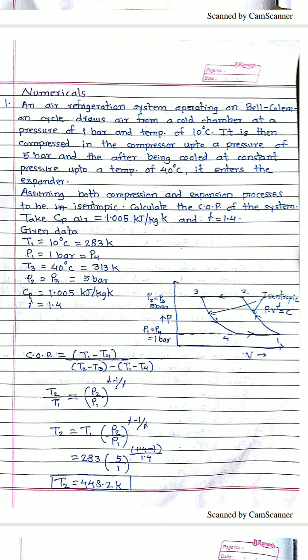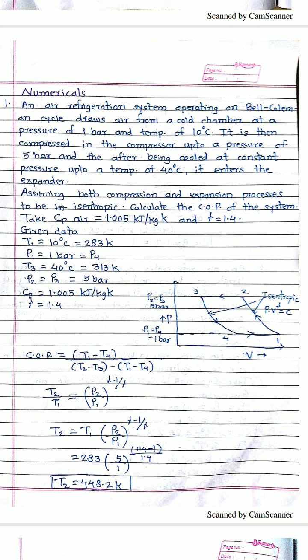Now the formula for COP, if the process is adiabatic, is COP equal to (T1 minus T4) divided by (T2 minus T3) minus (T1 minus T4). So where does this formula come from? This formula is COP equal to heat absorbed divided by net work done.